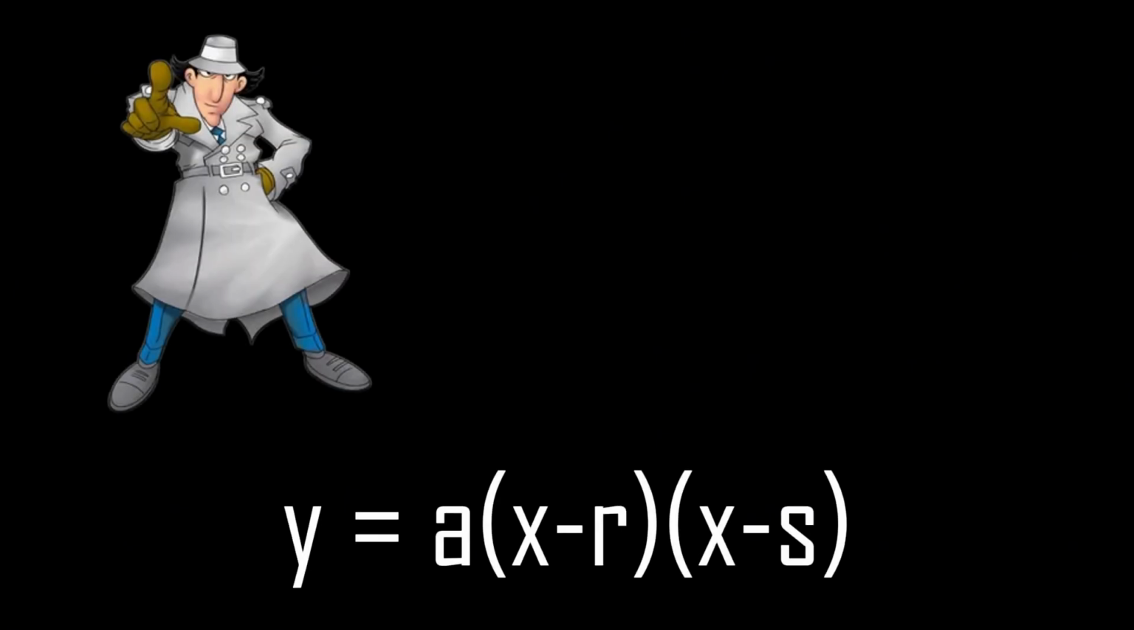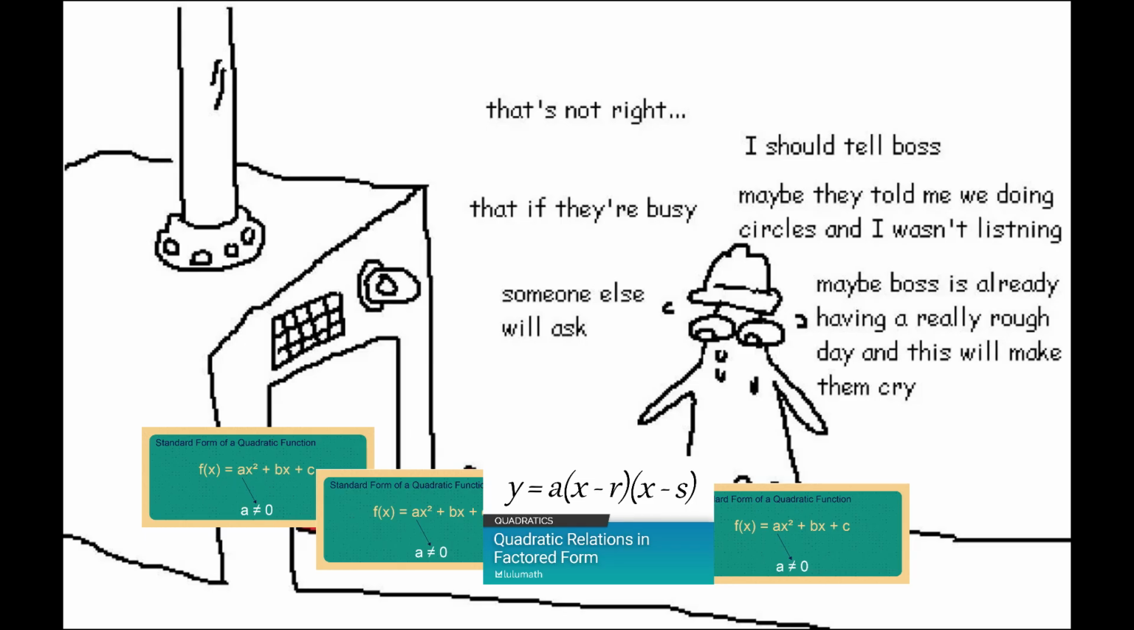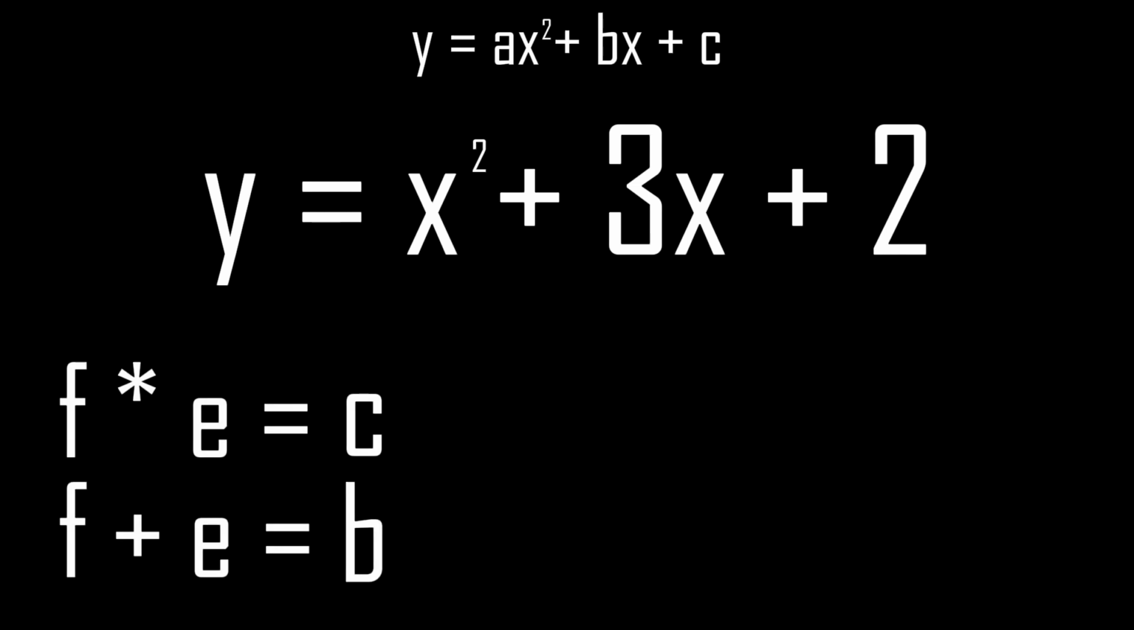Factoring simply means you're finding the factors that multiply to the equation. You turn standard form equations into factored form, and from there you find the x-intercepts. Let's work through an example of factoring. y is equal to x squared plus 3x plus 2. You want to find two numbers that multiply to c and add to b. In this case, c is 2 and b is 3.